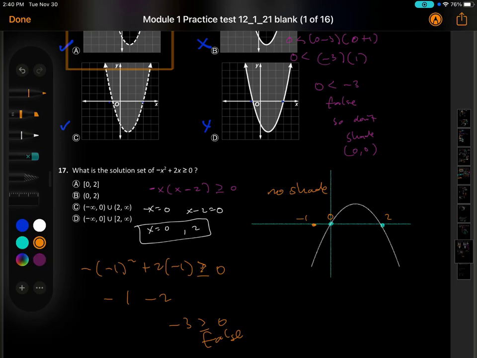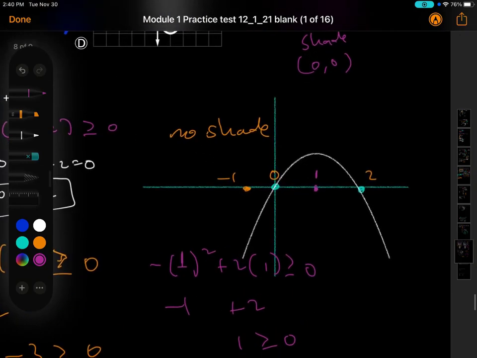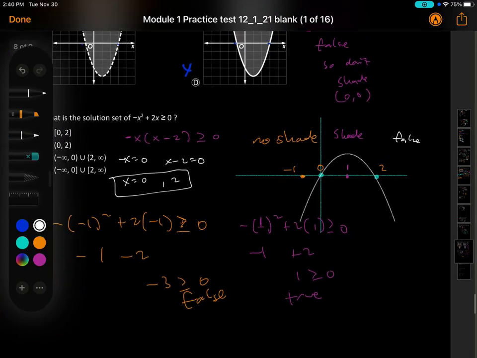So I'm going to assume that it's going to be inside, but let's test it. Negative, oh, that's a positive 1, squared plus 2 times 1 greater than or equal to 0. So 1 squared is 1, negative 1 plus 2, so that means 1 is greater than or equal to 0. This is true. So the solution is between 0 and 2. You can test it later, but this is going to be false out here.